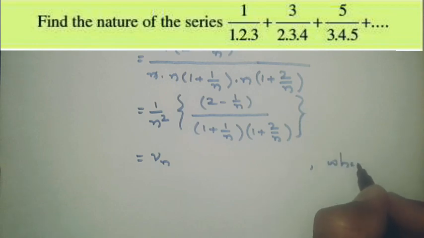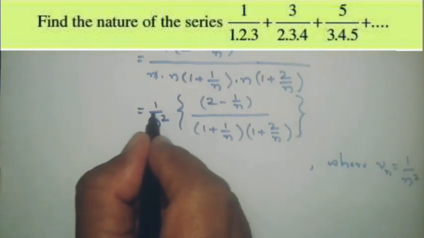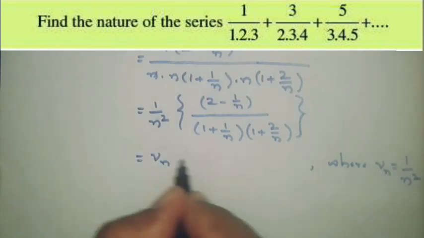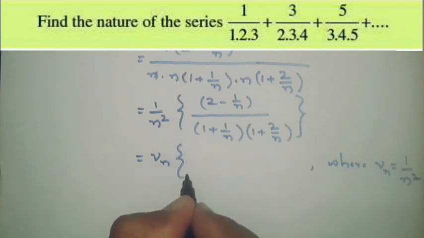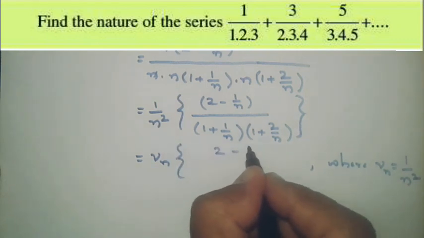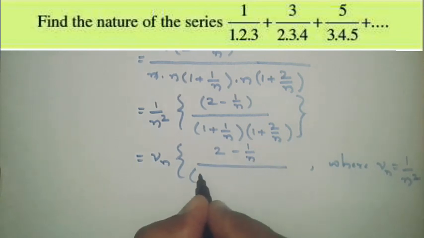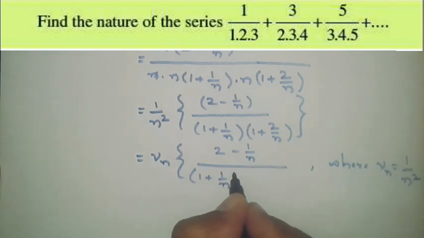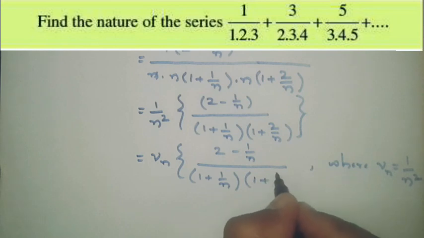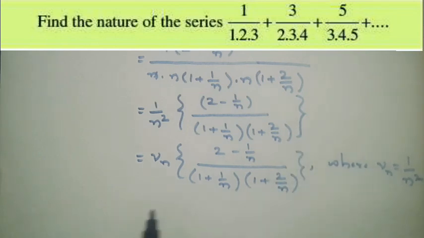Vn stands for 1 by n square. So this 1 by n square is represented as Vn. We will be having the remaining things as they are: 2 minus 1 by n in the numerator, 1 plus 1 by n in the denominator, 1 plus 2 by n in the second term of the denominator.